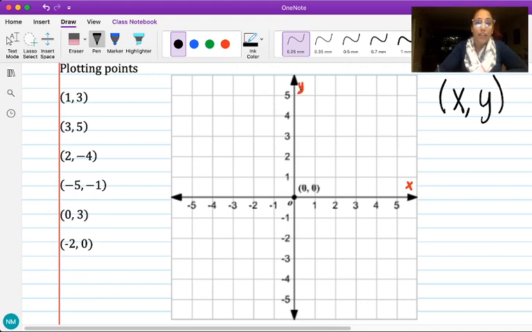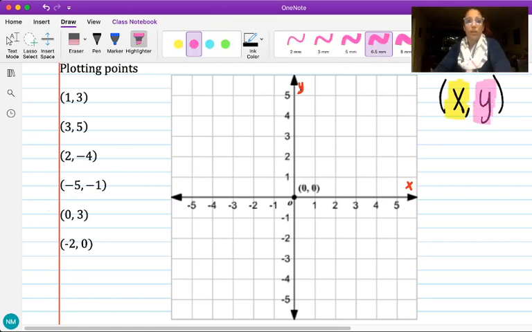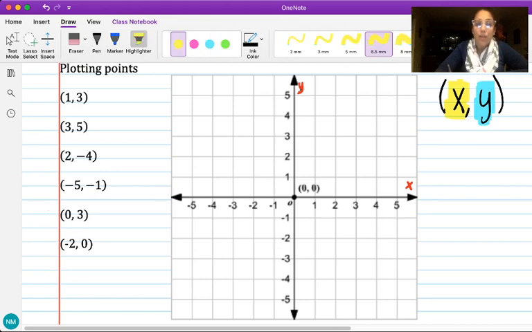So what I'm going to do here is we're going to use a highlighter. So we have x, and y. We're not going to use the pink because it's a little bit bold. So we have x and then y. Now, we always move the x first and then we go to the y. So we're going to go to 1 on the x and we are going to go to 3 on the y and we are going to meet in the middle. So I go 1 to the right and up 3. This point right here is (1, 3).